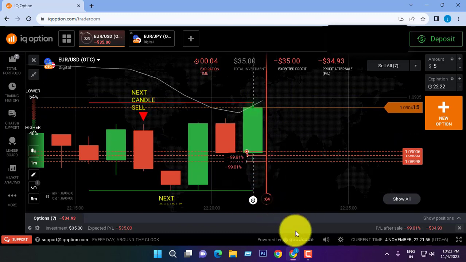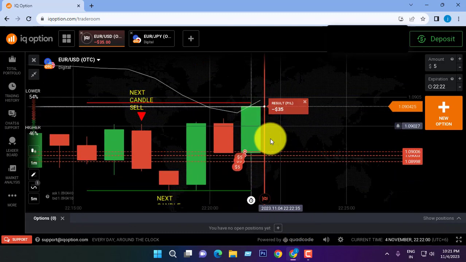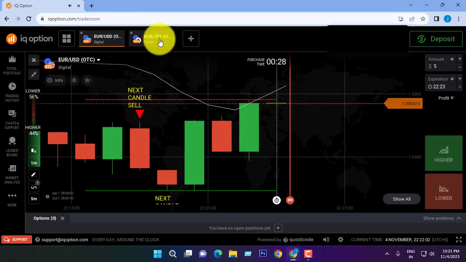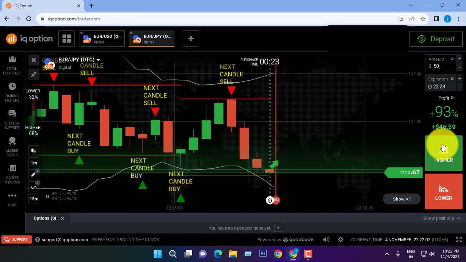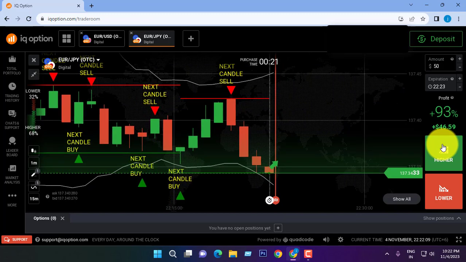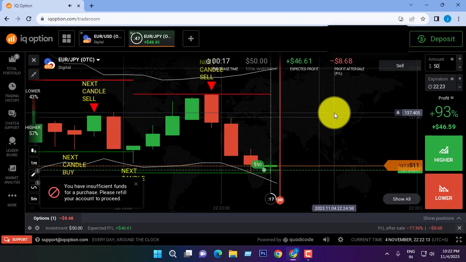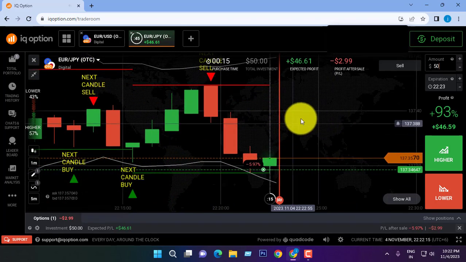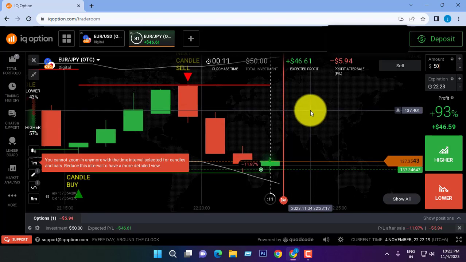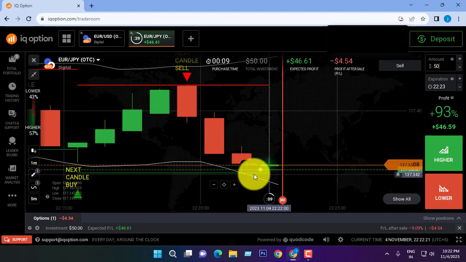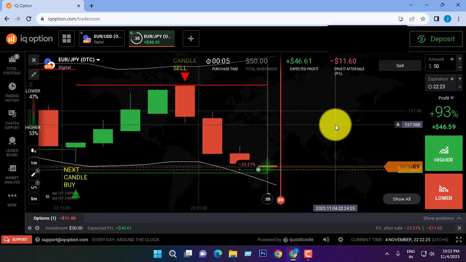Okay, so I lose this trade, no problem. So here I can place on higher option. So let's see. Let's see the result. Okay, here is a buyers area. Let's see.